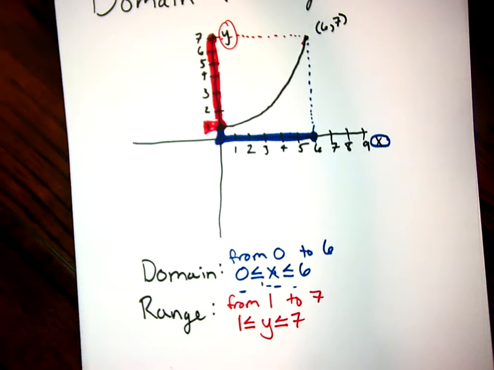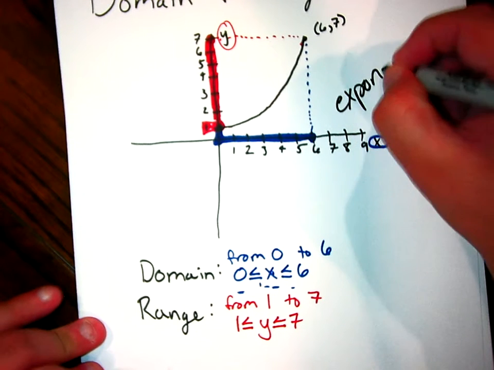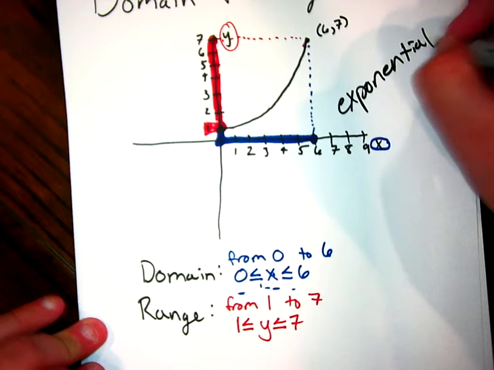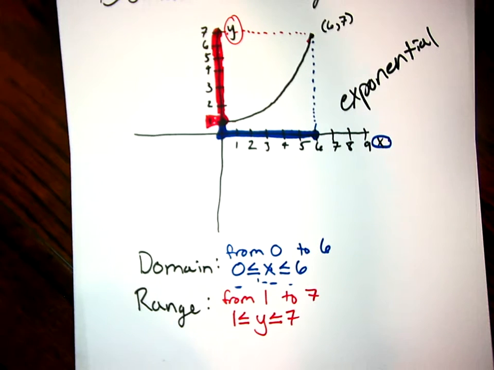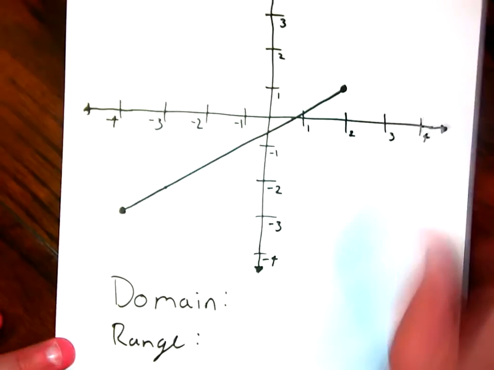And this happens to be an exponential. But really, by now we've covered linear, quadratic, and domain and range is part of all functions. So really we can talk about the domain and range of a whole bunch of different functions now. So the next example we're going to look at is this linear. Okay, this linear function here.